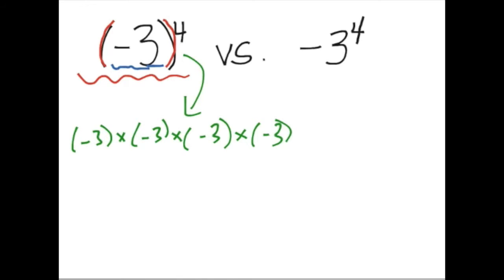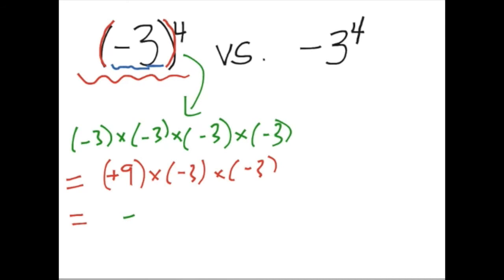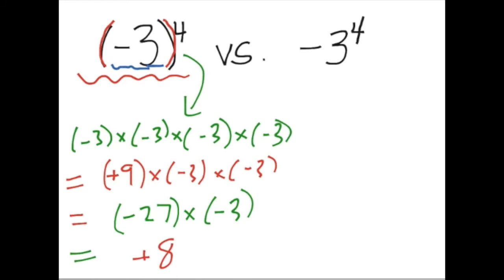Working this through step by step, we've got a negative times a negative, which gives us a positive 9, multiplied by negative 3, multiplied by negative 3. Our next step, working left to right, all multiplication, positive 9 multiplied by negative 3 gives us negative 27, multiplied by negative 3. And then our final step, a negative times a negative, yields a positive 81. Now, positive 81, we're going to compare that with the right-hand side, where we have something a little bit different.